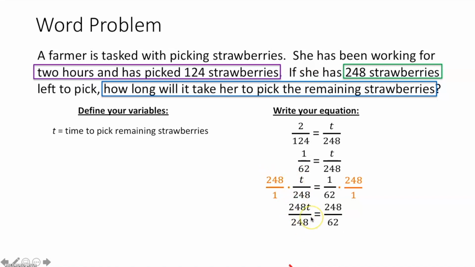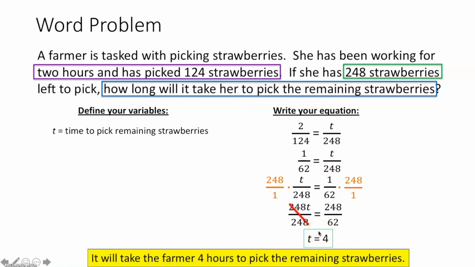Now you can see that these are going to cancel each other out. And then here, 248 times 1 is 248. 1 times 62 is 62. So I end up getting t is equal to 248 divided by 62, which is equal to 4. Do not leave this as your answer. Your answer must be a sentence. How long will it take her to pick the remaining strawberries? It will take her approximately 4 hours.